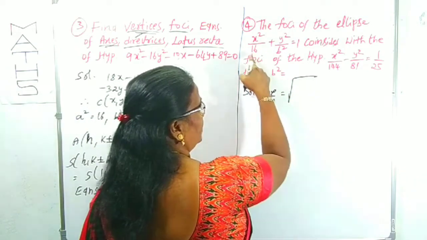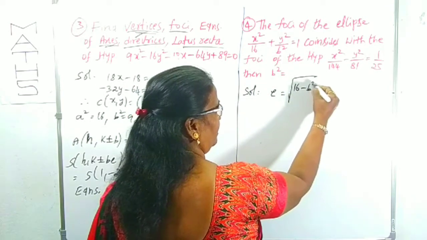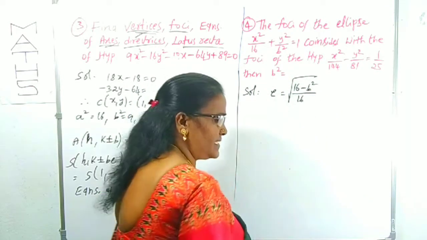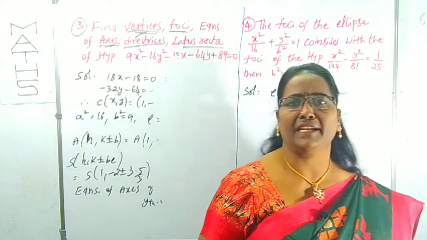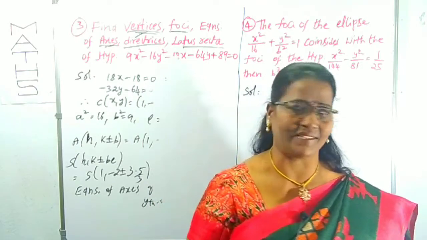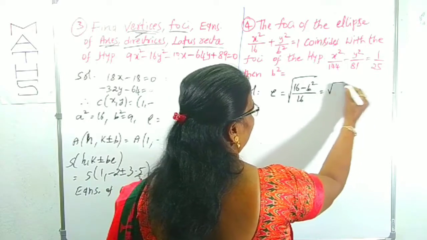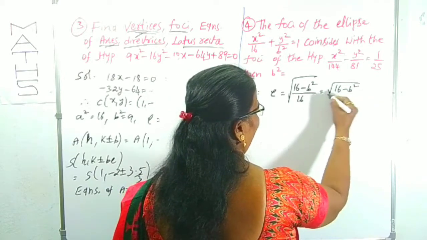In place of a squared there is 16, minus b squared, over 16. What is the eccentricity of the ellipse where a is greater than b? Under root a squared minus b squared by a squared. That is what is used here. This will be root of (16 - b squared) by 4.